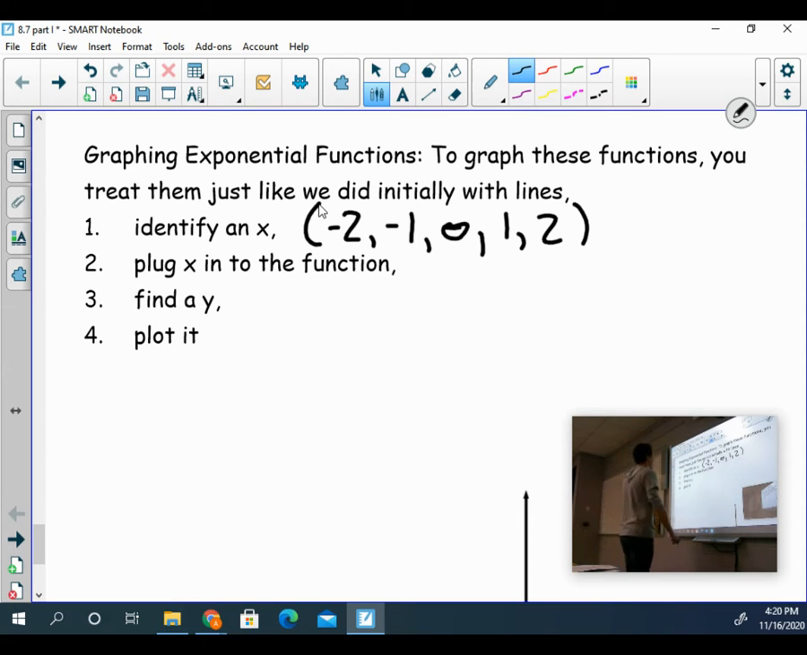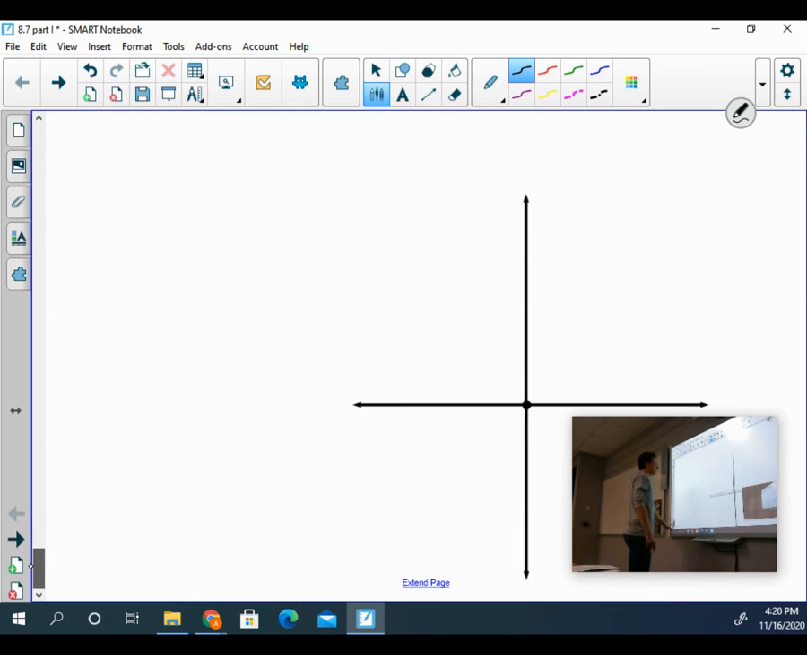Number 2, you're going to plug x into your function. Okay? By function, I mean the exponential equation. Once we plug our x values into our exponential equation, we'll find our y value. Then we will plot our data on the graph. So let's see how that looks.